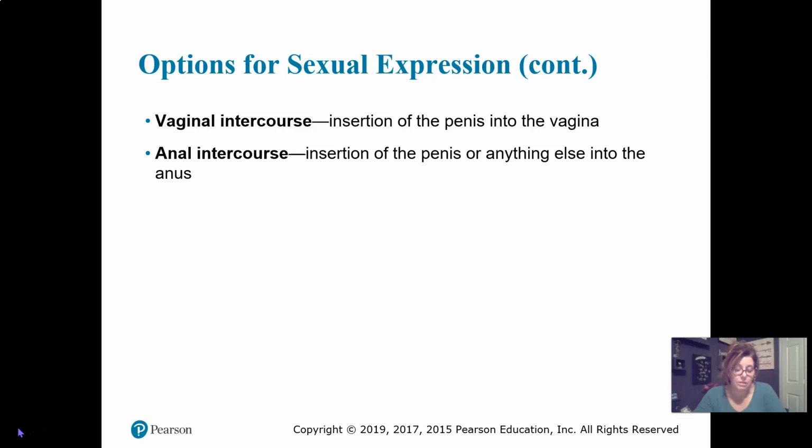Vaginal intercourse is the insertion of the penis into the vagina. It can involve a variety of positions. Protection from unintended pregnancy and STIs is essential. Again, we're going to talk about that next chapter. Anal intercourse is the insertion of the penis into the anus. Condom use is especially important. The delicate tissues of the anus are more likely to tear than vaginal tissues, increasing the risk of transmission of HIV and other STIs. So you're at greater risk with anal intercourse.